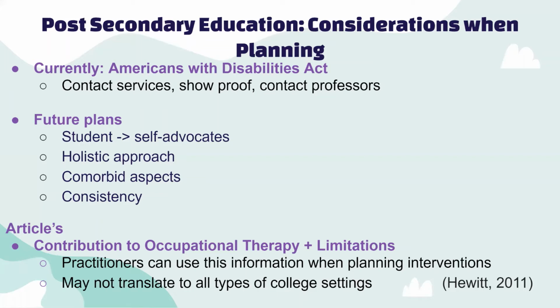So the article's contribution to OT is that practitioners can use this information when planning interventions and make sure it's holistic, make sure that we know how to better help them advocate for themselves. And again, this might not translate to all types of college settings, since all colleges are different, and the way that we reach out to services may also be different as well.